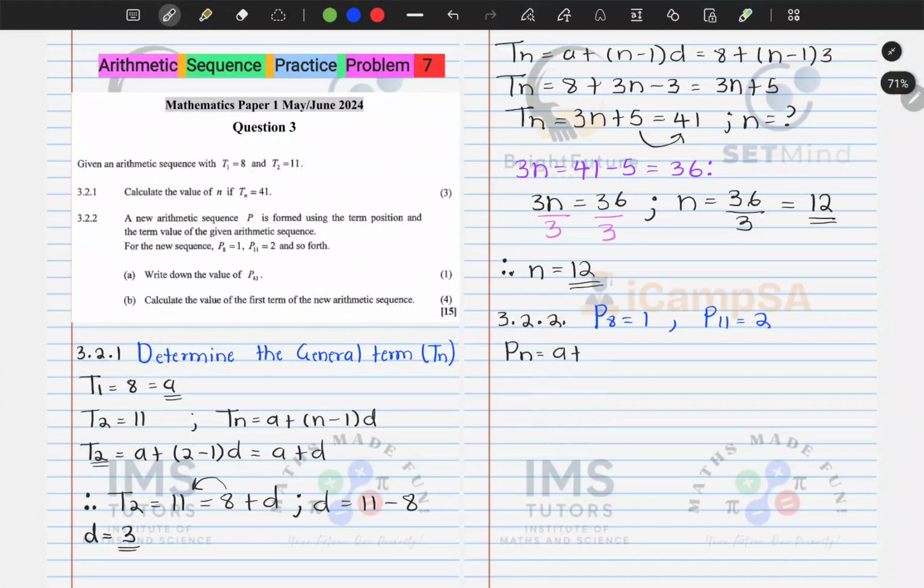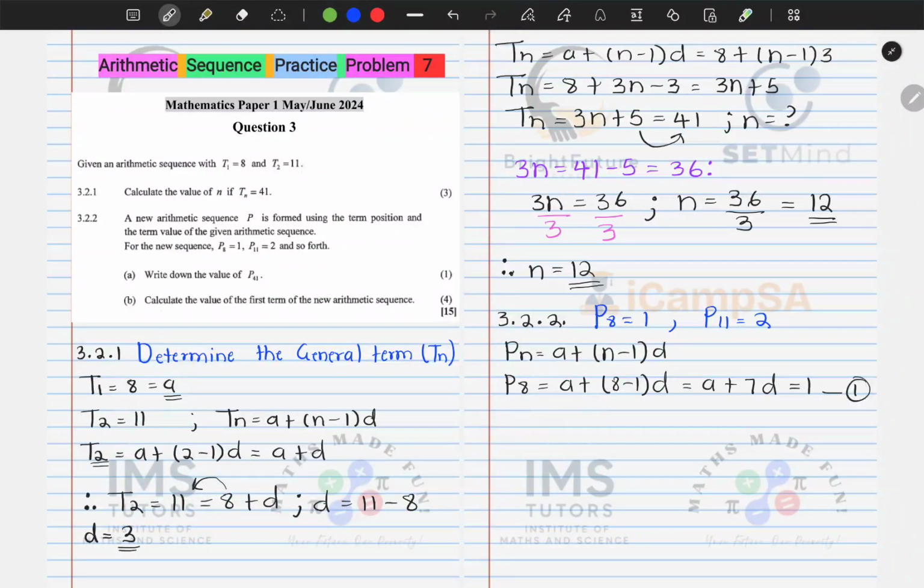So Pn will be A plus n minus 1 times D. So if we're looking at P8, we are going to have A plus 8 minus 1 times D, which is just going to give us A plus 7D, and this will be equal to 1.